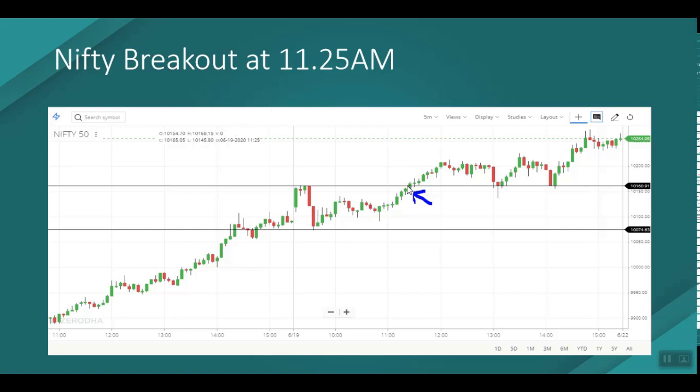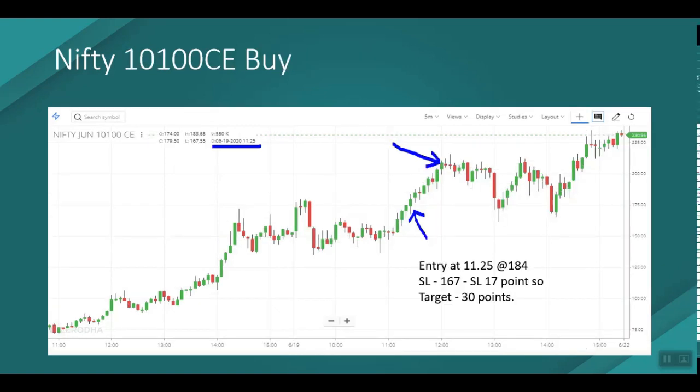So now we have to go to our call option and buy it. This is the candle at 11:25, the same time when the Nifty's high gets broken. The high of this candle is 183.65, so we'll be buying the 10,100 call option at the level of 184. If you look at the low of this candle, 167 is the low, and we'll have the SL of 17 points.